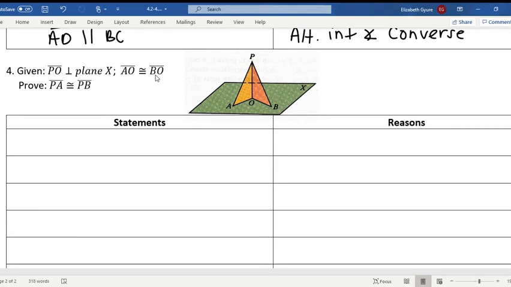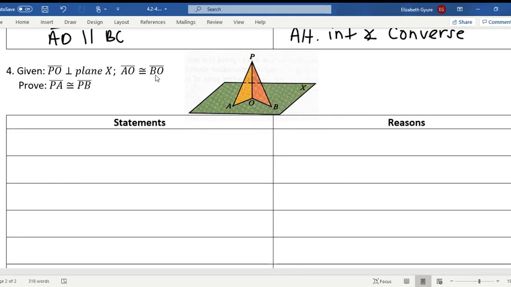All right. So for number 4, we are given that segment PO is perpendicular to plane X, and that segment AO is congruent to segment BO. We are going to prove that segment PA is congruent to segment PB. Now, if you are trying to prove that parts are congruent, what are you going to have to do first? Ella. Say the triangles are congruent.